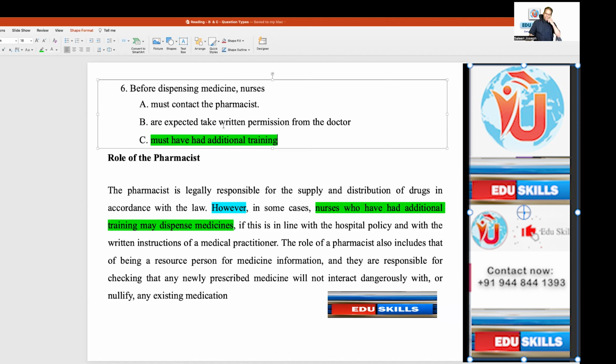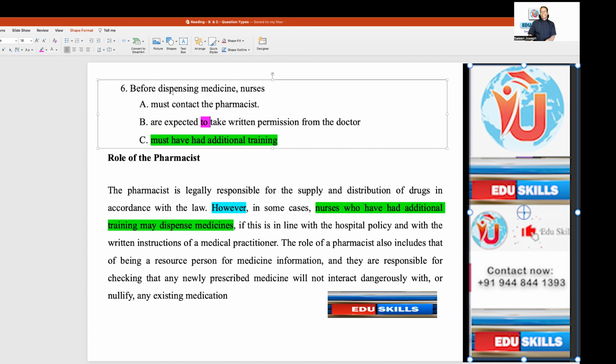Again, there is one problem. What is the problem? However, in some cases, it's mentioned, no? Now, at least there is one problem. Just listen to me when I read. Before dispensing medicine, nurses are expected to take written permission from the doctor. Is it grammatically correct? Grammatically wrong. The word to is not there. So it can never be a sentence. Grammatically wrong sentence. We have already seen.